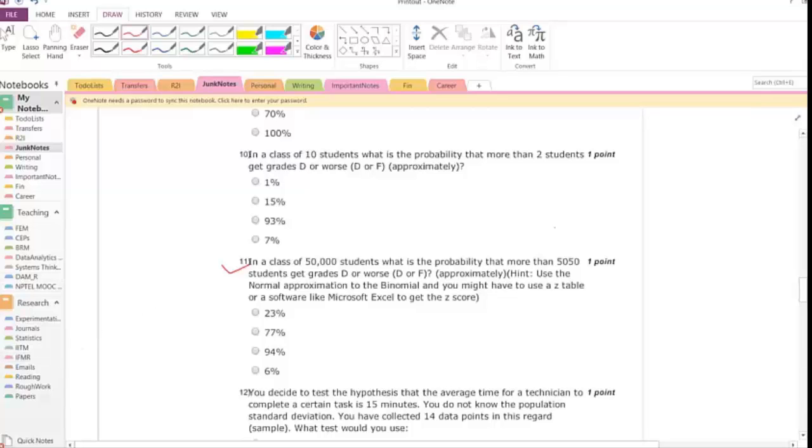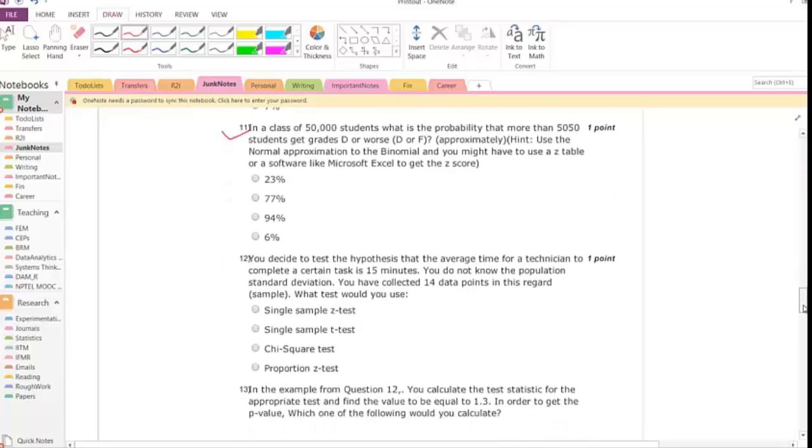So use Excel or a statistics textbook after you figure out the parameters, that is the mean and variance of the normal distribution that you have on your hands. And on that normal distribution, you want to know the probability that more than 5050 students get that value. So you want the probability of getting a number greater than 5050 on a normal distribution with a mean equal to 50,000 times the probability of getting a grade D or worse, and a variance of 50,000 times the probability of getting a D or worse times 1 minus the probability of getting a D or worse. So that's NP times 1 minus P for the variance.